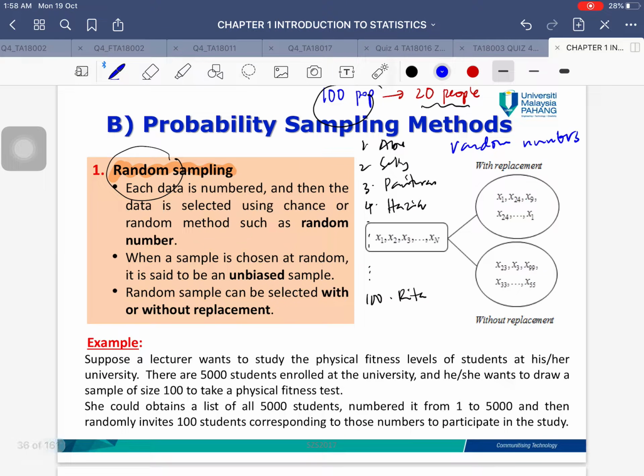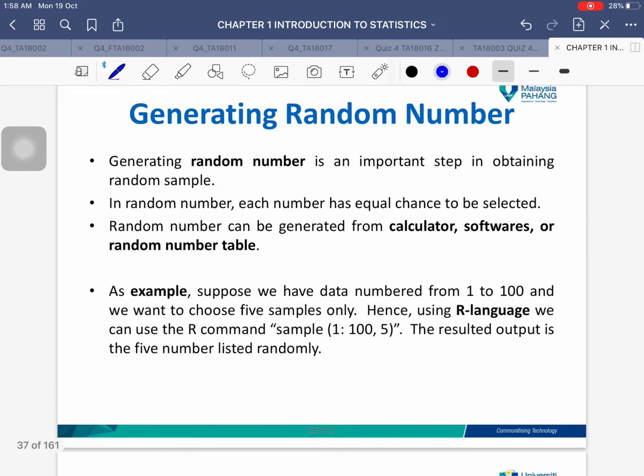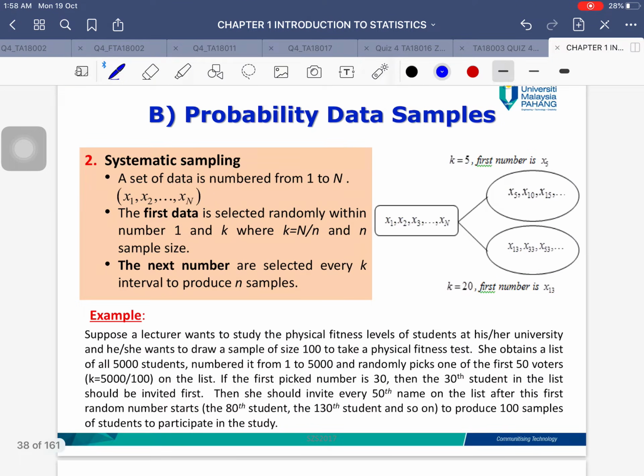For example, the random numbers pick 20 numbers like 1, 3, 5 until I get altogether 20 numbers. So my sample is going to be 1 Abu, 3 Pavitran, 5 whoever the 5th number is. So 20 numbers are produced. That is called random sampling. I decide who is going to be in the sample based on the generated random numbers.